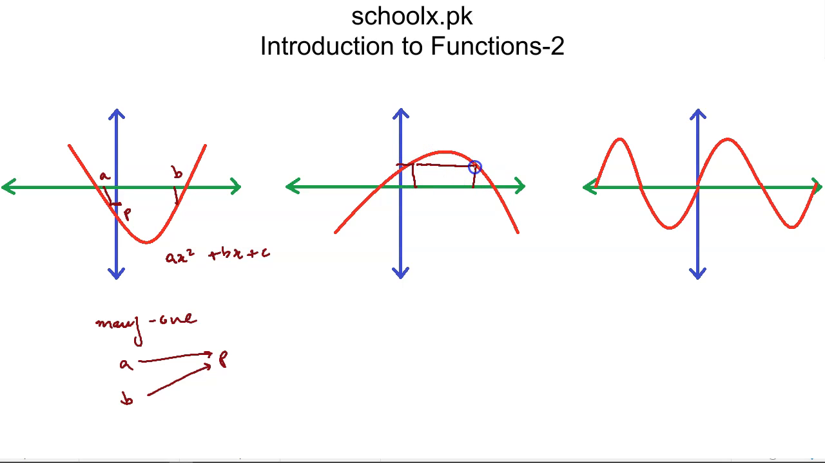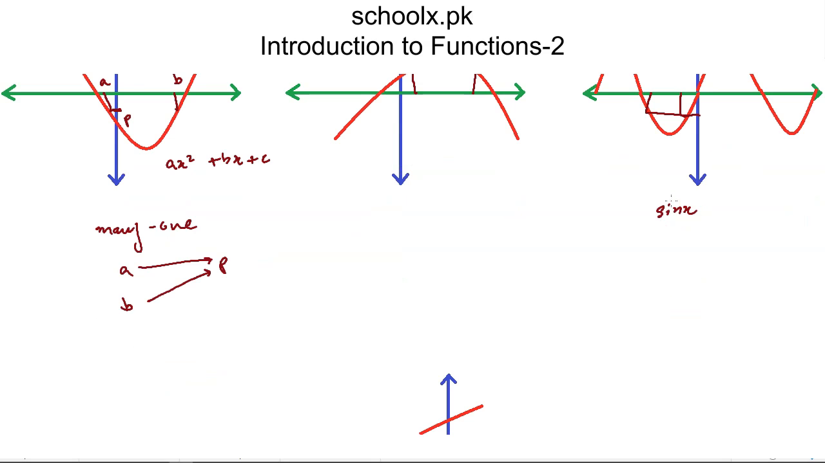For example, this value of x is giving us this value of y, and so is this value of x, right? And this is a graph of a sine curve, sine x, and this is also a many-to-one function. As you can see that this value of x is giving us this output, and this value of x is also giving us the same output, right?